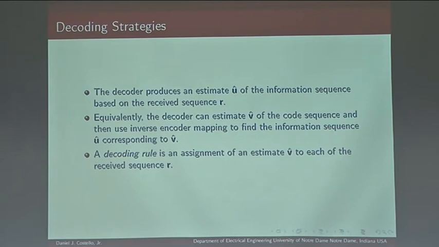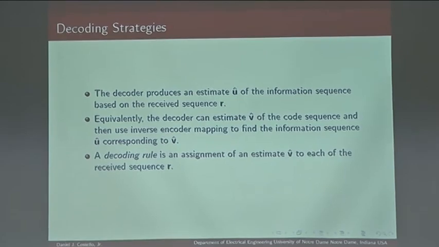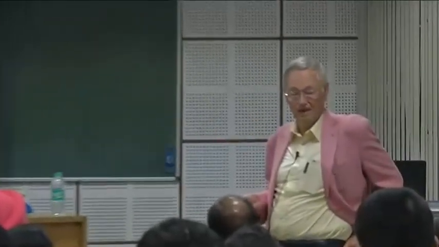Remember that in this little example, there are 64 possible binary sequences of length 6, but only 8 of them are code words. So you could think of a big table where you'd have the 64 possible receive sequences listed, and next to each of them you'd put one of the 8 code words. That would be your decoding rule. Now the question is, how do you do this assignment in such a way that you minimize the probability that you make an error?